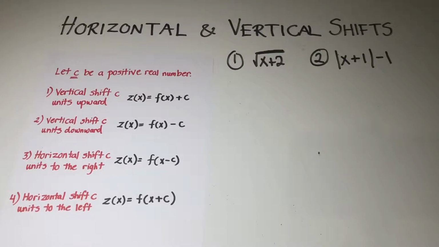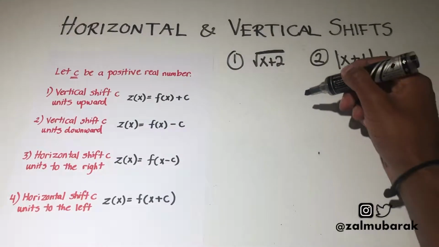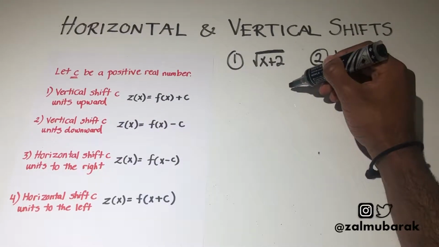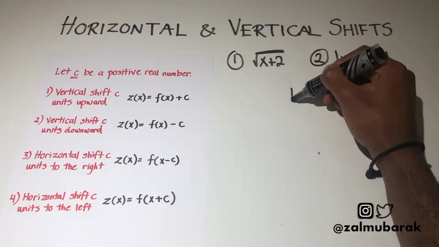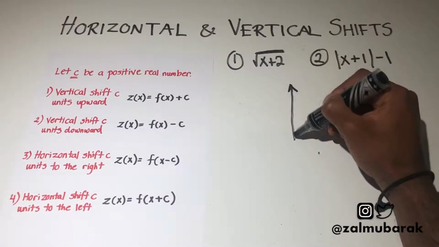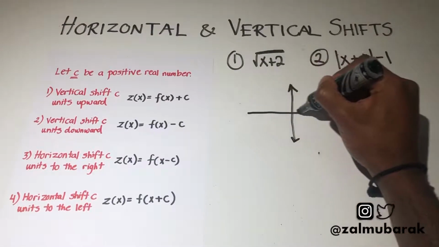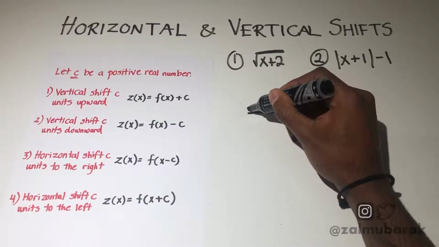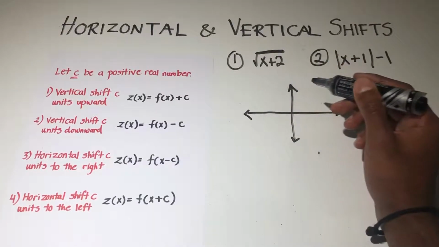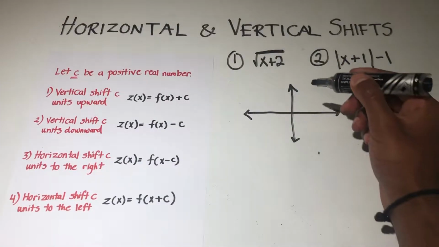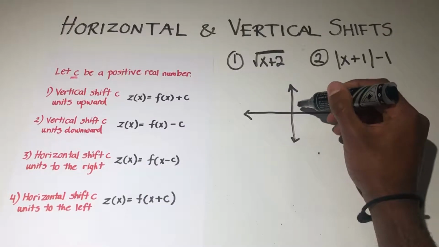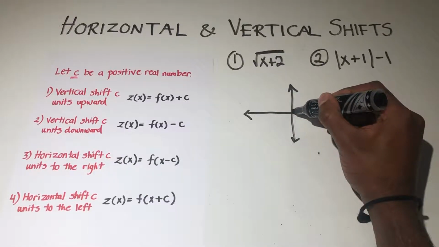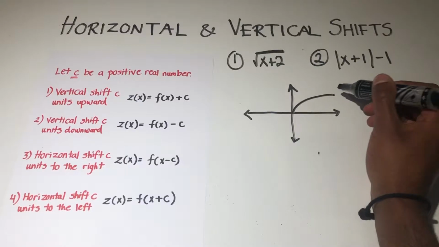Now we're asked to graph those two functions in front of us. So beginning with number 1, we have radical x plus 2. Now we all know the graph of a radical behaves something like this.